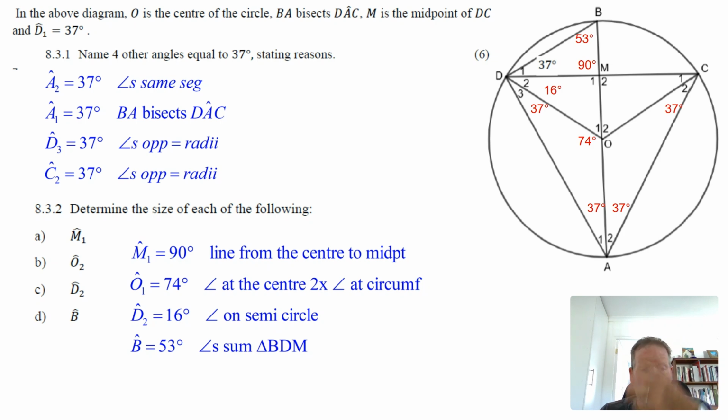Now, the last angle. Why is B 53 degrees? Well, we know that's 90. We know that's 37. The angles in a triangle have got to add up to 180 for the triangle. So 53 plus 37 is 90, plus this 90. That's making the angles in the triangle sum to 180. So B must be 53 degrees. And there's another question done.